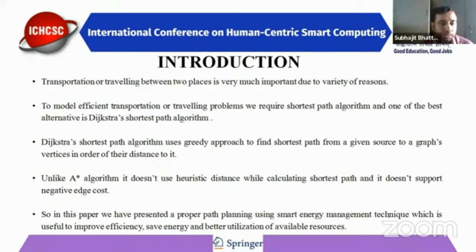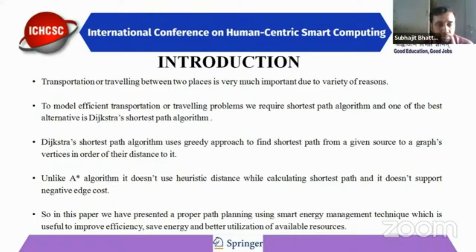That's why we did not use the Bellman-Ford algorithm, because the Bellman-Ford algorithm is used to calculate the shortest path between the 2 points when negative edge cost is considered. But in our work, we did not consider the negative edge cost between the 2 points. That's why we did not use the Bellman-Ford algorithm. So that is our motivation for the paper.